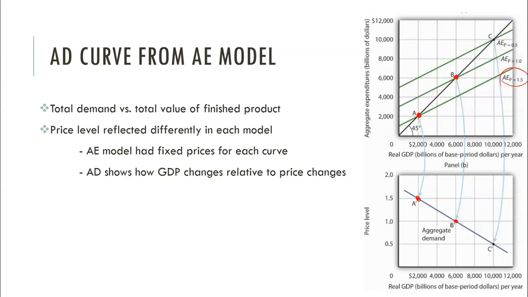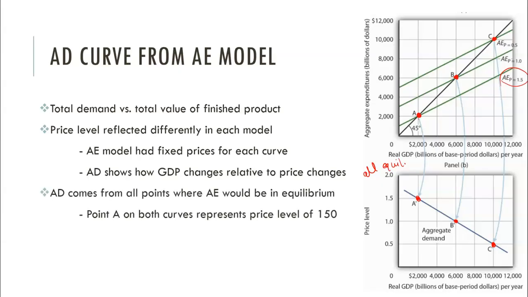Then we draw an aggregate expenditure line where our price level is 0.5. We see that that would have an equilibrium point of 10,000, and we draw that down here. So a price level of 0.5 gives us 10,000. So our aggregate demand curve is showing us all of the equilibrium points based on our aggregate expenditures model. Okay, so aggregate demand represents all possible points of equilibrium in our model.